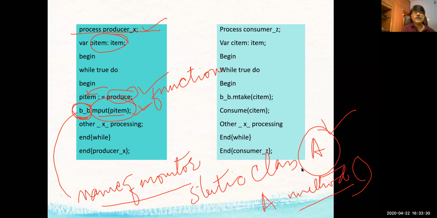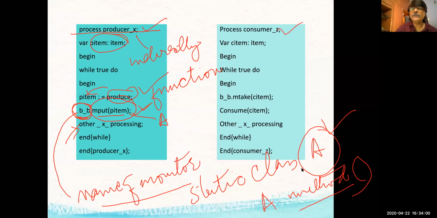Whatever item is supplied by the producer through input, the monitor puts the information in the buffer. So the producer is using the buffer indirectly through the monitor. After the producer puts the information in the buffer, the control comes back to the producer, and the producer can perform other activity.